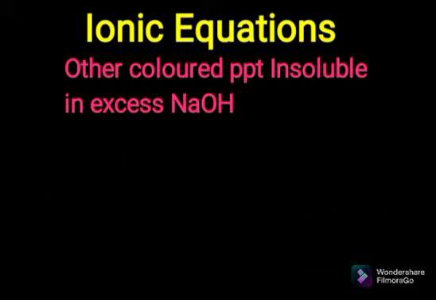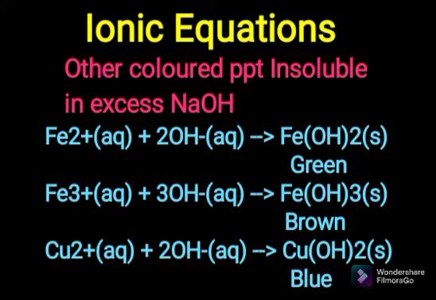The other colored ions that form precipitates that are insoluble in excess sodium hydroxide: iron 2 will have the green precipitate, iron 3 will have brown precipitate, and copper 2 will have the blue precipitate. In order, you can see the green precipitate for iron 2 is iron 2 hydroxide. Then iron 3 is iron 3 hydroxide, the brown one. Copper 2 hydroxide is also blue in color.